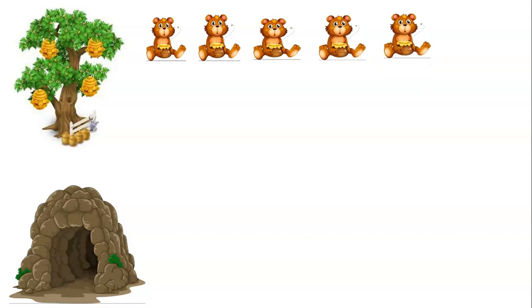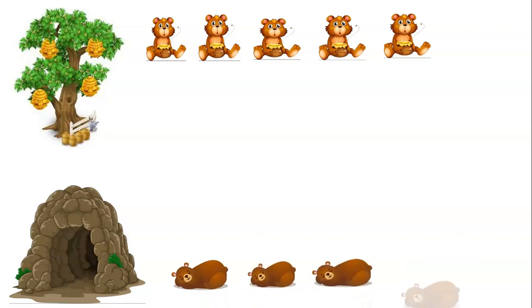So how many bears did we have all together? We had 9, right? Let's use our hands for this. So we had 9 all together. We see 5 were at the honey tree. So how many bears were sleeping at the cave? Keep that number in your brain and let's see if you were right. 1, 2, 3, 4. How many of you guys got 4? Awesome. I'm so proud of you. Kiss your brains. Mwah.